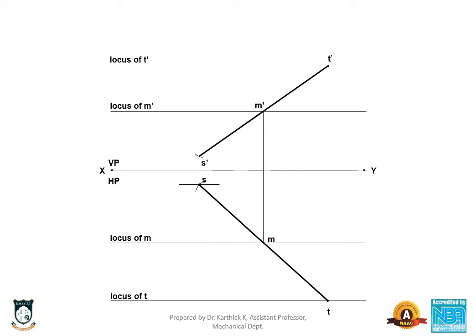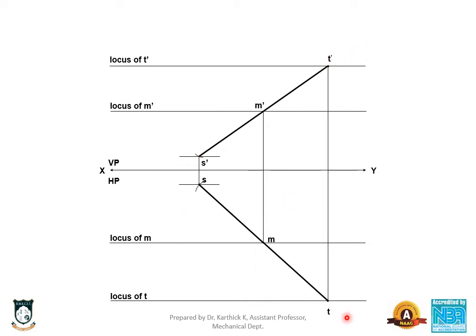Next step is just draw a horizontal line. This line is called as locus of S dash, and this line is called as locus of S. You just draw a line like this from T dash to T. If this coincides like this, your problem is right. So now we have drawn the front view, that is S dash and T dash, and the top view S and T.